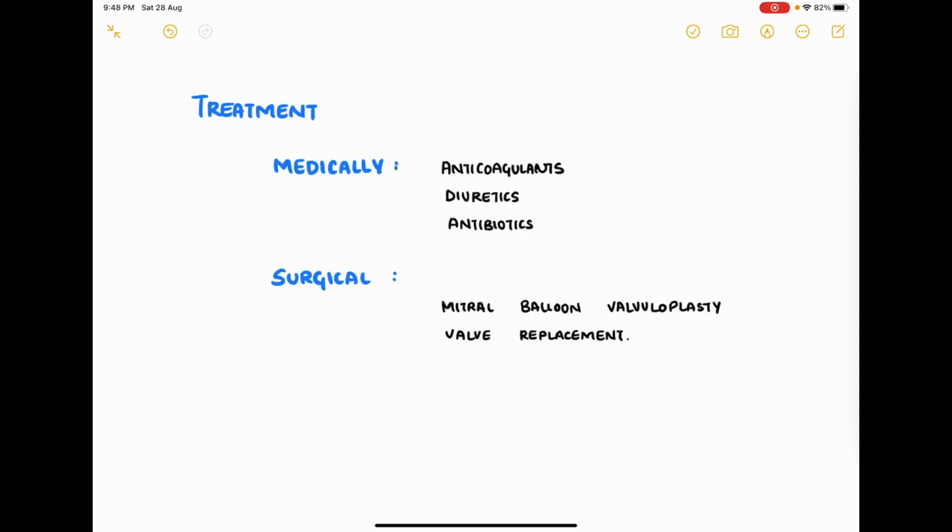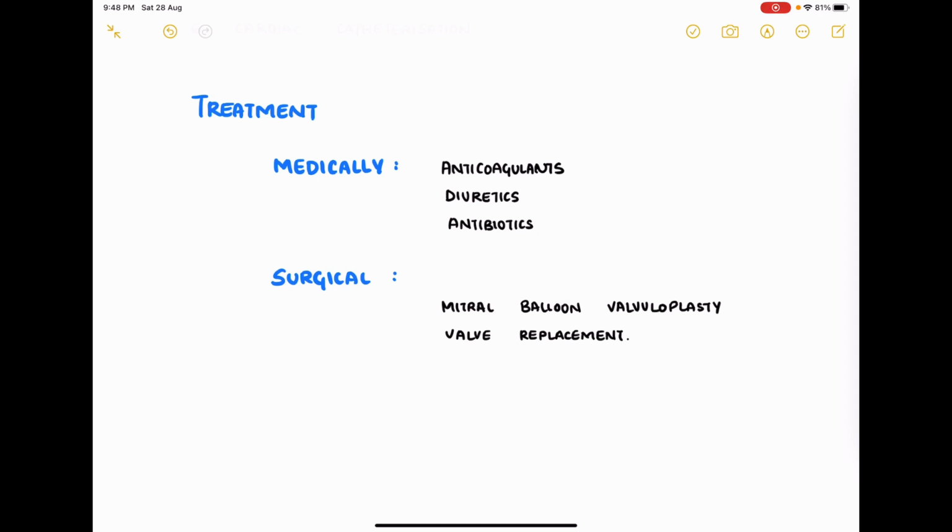So how would you treat mitral stenosis? First, we would try and treat it medically, and the drugs we would want to use are anticoagulants. That is to prevent coagulation and clot formation in the left atria, leading to thromboembolic events. Two is diuretics, and this is mainly to control the pulmonary congestion. Antibiotics can be given prophylactically to prevent infective endocarditis.